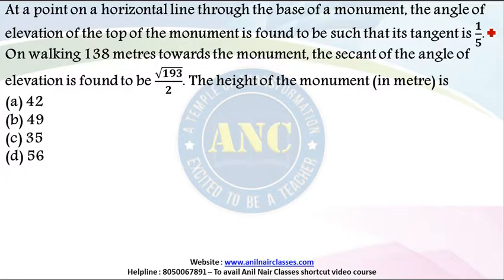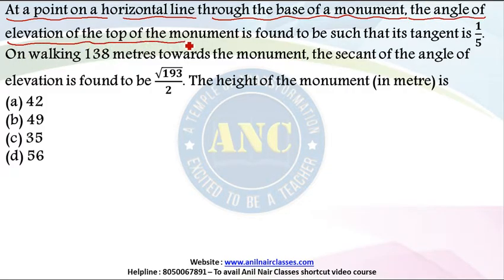Now let us solve question number 13. Listen to this carefully, sir. Very good question. Question number 13. Everyone please pay attention. Your question is, at a point on a horizontal line through the base of a monument, the angle of elevation of the top of the monument is found to be such that its tangent is 1 by 5.